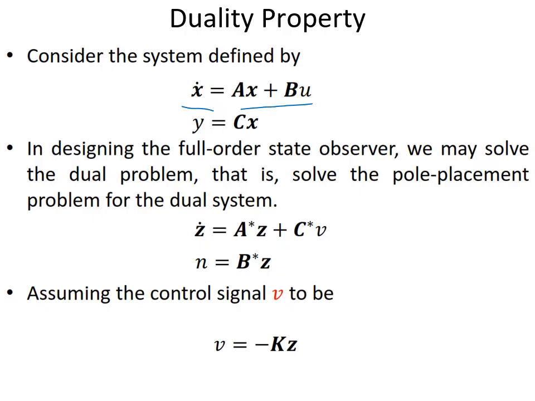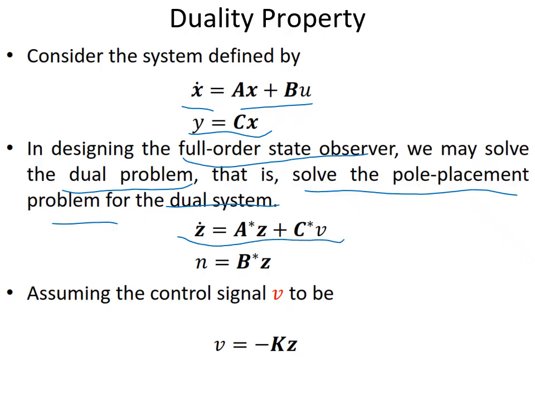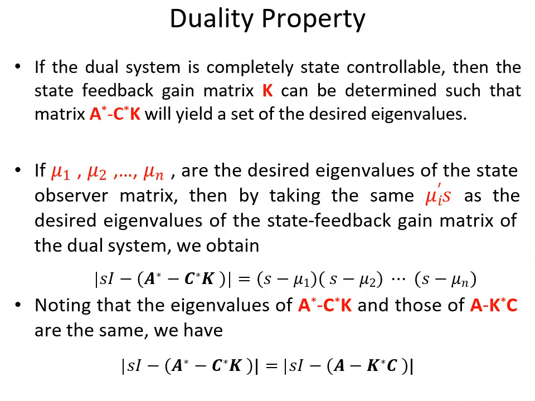Consider the system equations x dot equals Ax plus Bu and y equals Cx. In designing the full order state observer, we may solve the dual problem. What is the dual problem? We have the pole placement problem for the dual system: z dot equals A star z plus C star v and n equals B star z. Assume that the control signal v equals negative Kz. The dual system is completely state controllable.